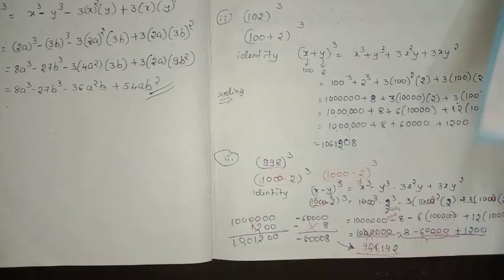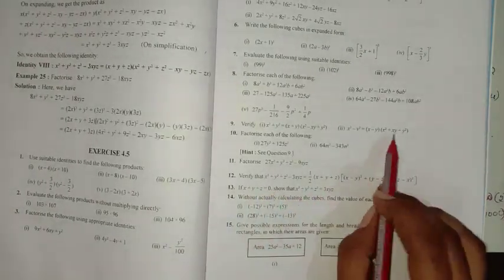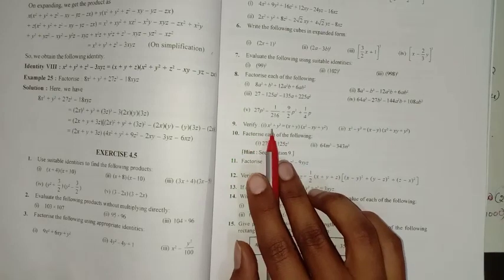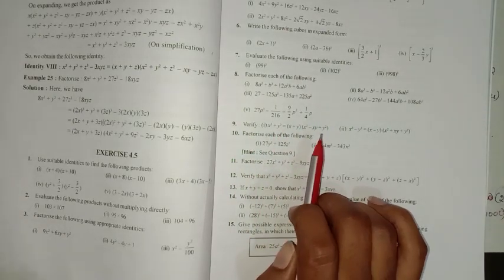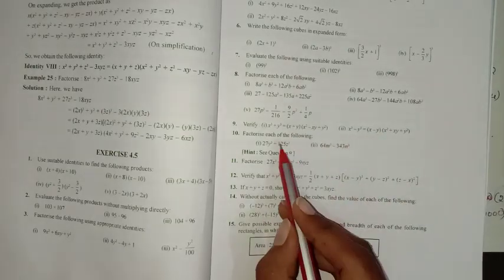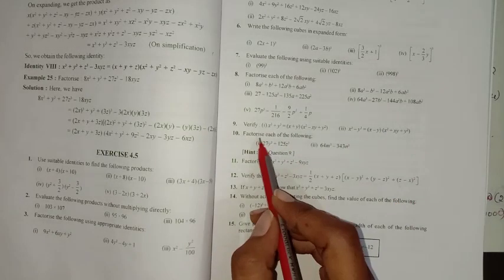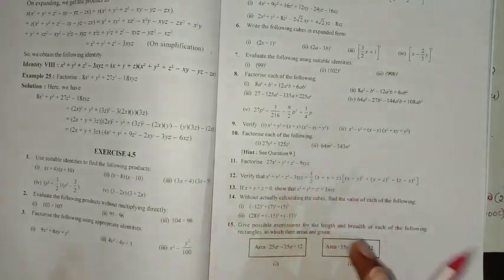Today we will move towards our next concept. We have studied up to the ninth question, verify x cube plus y cube. Today we will start with the 10th one, that is factorize each of the following. Remember the term factorize, because now you are in exercise 4.5, it is on the basis of identities.